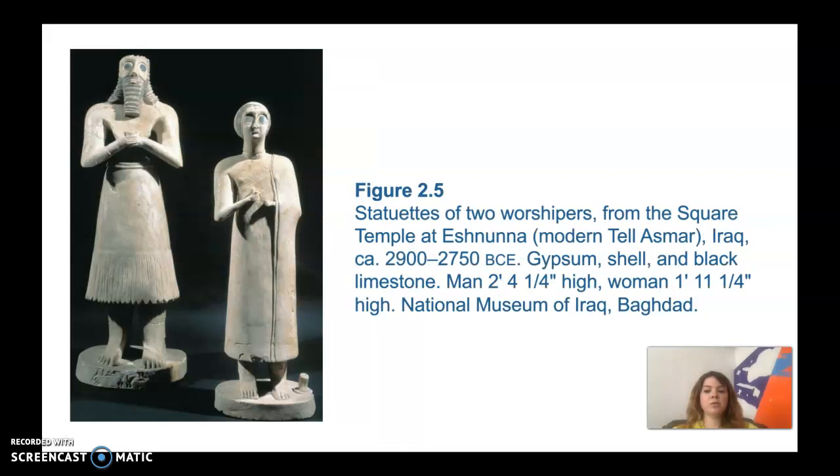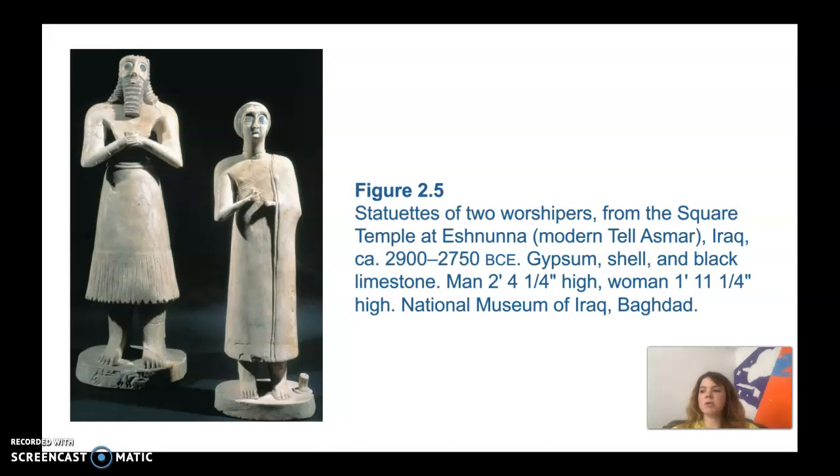Statuettes of two worshippers from the square temple at Eshnunna, modern-day Tel Asmar, Iraq, from 2900 to 2750 BCE, made of several materials: gypsum, shell, and black limestone. These sculptures were found buried beneath the floor at the Sumerian temple at Eshnunna. Hard time saying that. The sculptures were meant to resemble the donors of the gods' gifts, so they're known as votive statuettes, and they're carved of gypsum.